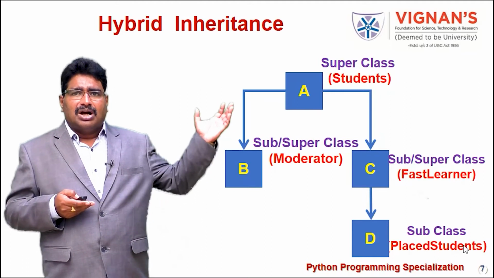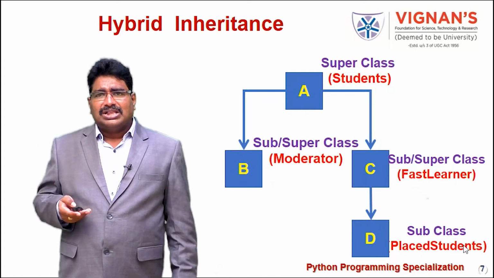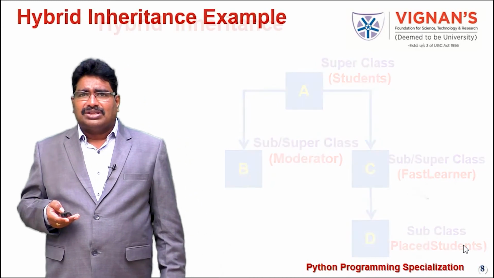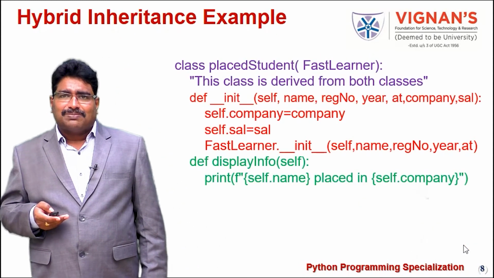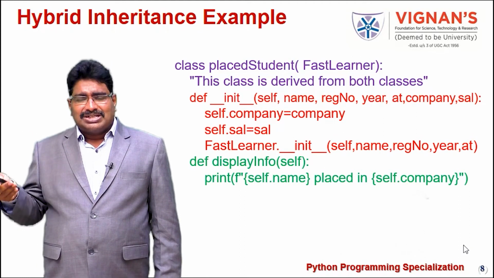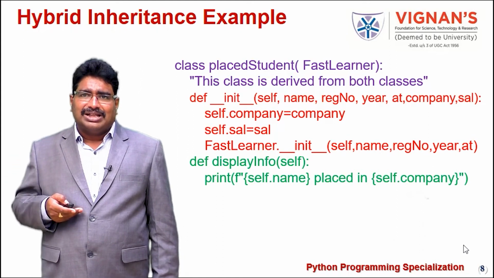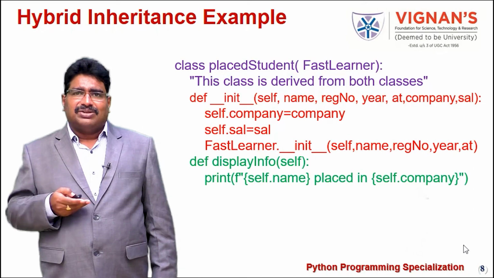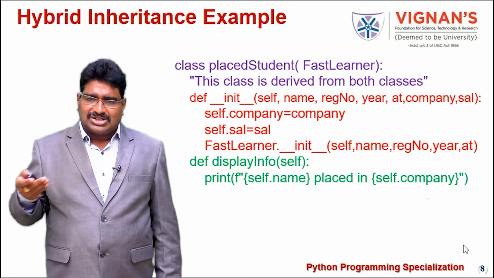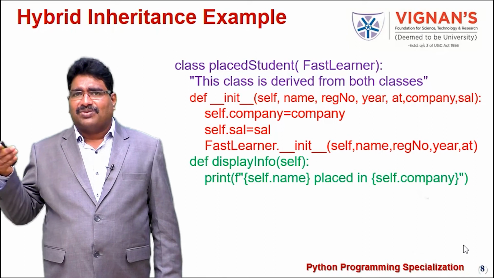Already we know how to define the moderator and fast learner from the student class. So already the fast learner class is derived from the student. Again, from the fast learner, we want to derive the placed students. So automatically the placed student is one of the fast learners, and which company he is placed in and what package he may get is the information we need to maintain. For that reason, we define the statement class placed students with fast learner within the parenthesis. That itself indicates that the placed students class is derived from the fast learner.